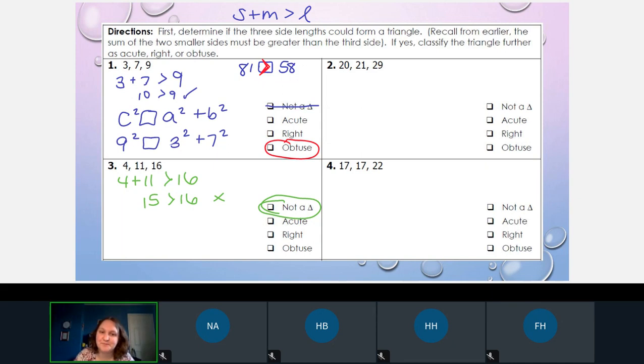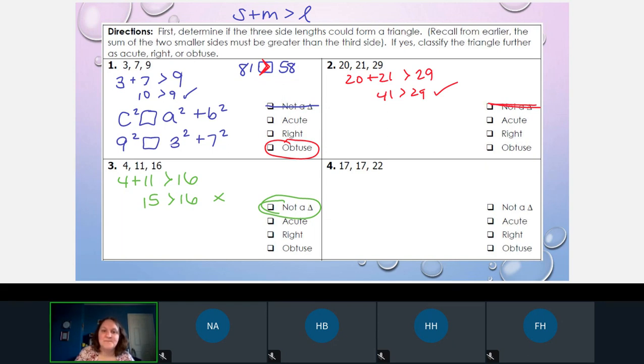Let's do number 2. And then I'll let you do number 4. We've got to test, does the triangle exist? So does the small plus the medium side, is that actually greater than the large side? Oh yeah, this one definitely is, right? 41 is definitely greater than 29. So this is a triangle.